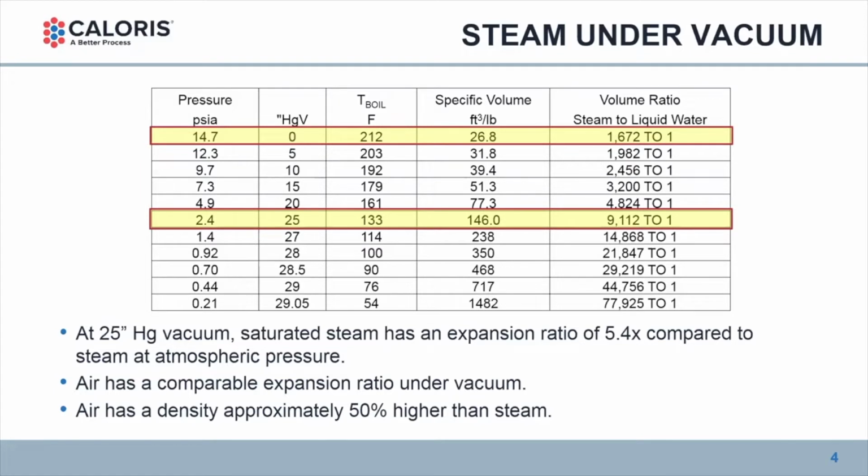Now, also a phenomenon that happens when you pull vacuum in order to boil at a lower temperature: the specific volume of your steam, your saturated water vapor, significantly increases. You can see here the specific volume at atmospheric pressure of a pound of steam is 26.8 cubic feet. You pull vacuum and that same pound of steam now occupies 146 cubic feet, or over 5 times as much volume. Air also expands under vacuum, and a pound of air at 25 inches of vacuum will similarly occupy more than 5 times as much space as it did at atmospheric pressure.